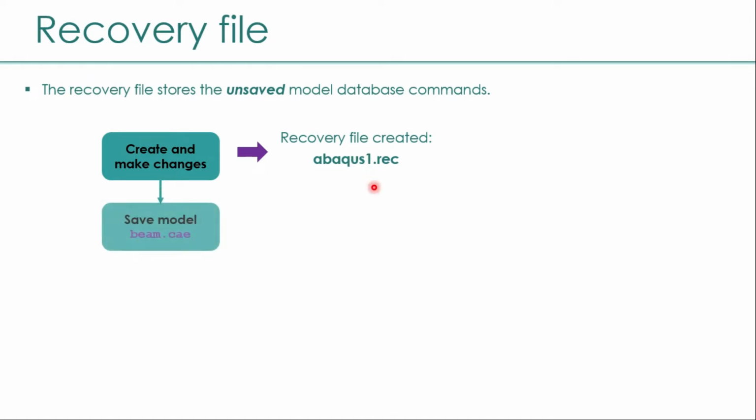Let's say after making some changes, you saved your model, and the name you have given is beam. At this point, Abaqus will save two files: beam.cae and beam.jnl, the journal file. Whatever commands were recorded in the abaqus1 recovery file will be copied to the beam.jnl file, because both files save only the model database commands. So at this point both files will be equal, and Abaqus deletes the abaqus1.rec file. Why? Because all the data has been saved in the beam.jnl file.